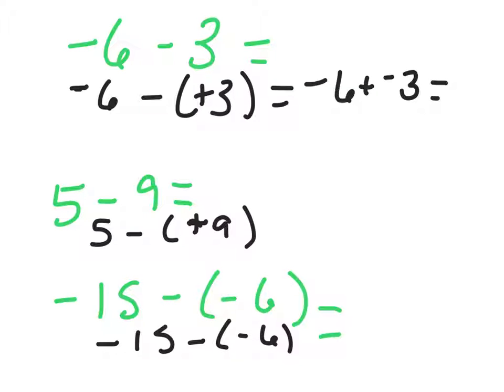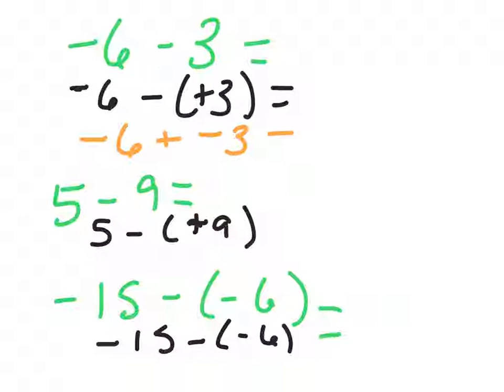Okay, so I erased what I had there. Didn't mean to confuse you. I wanted to show you a different way of visualizing this. So -6 plus -3 here equals -9. I did the opposites of what is shown here. Down here we had 5 minus 9.